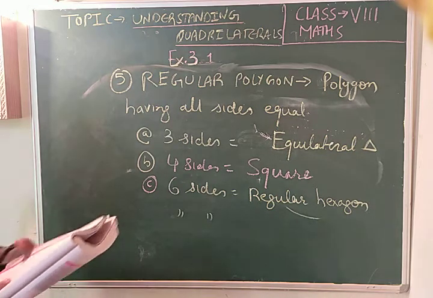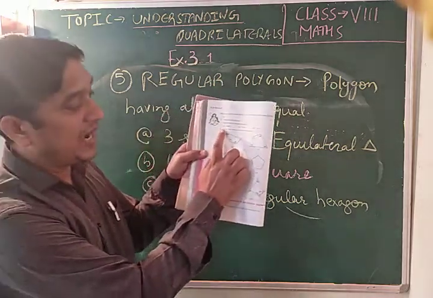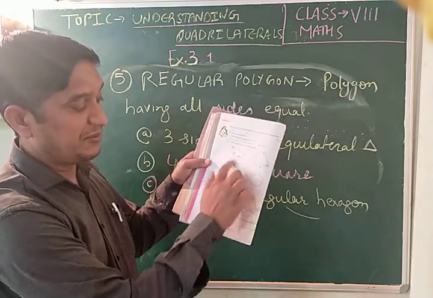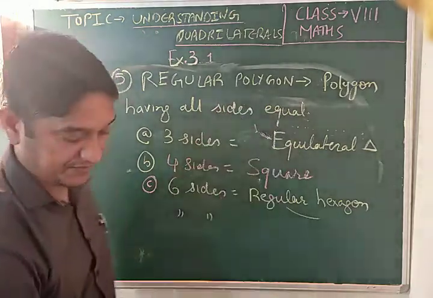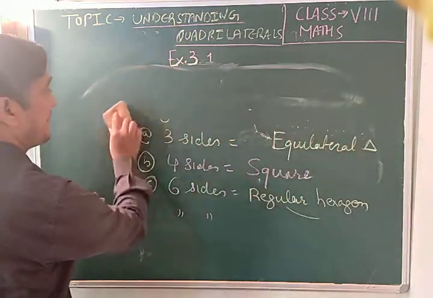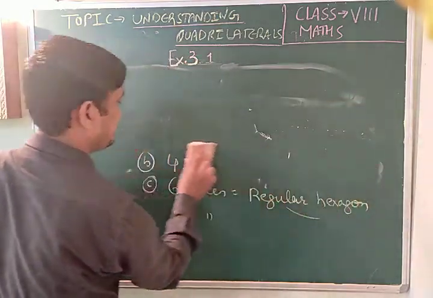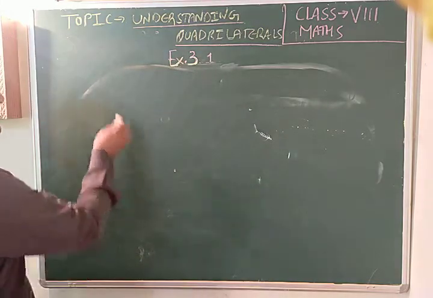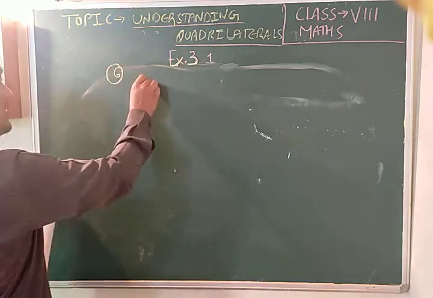Now question number 6. In question number 6 we have to do what? Look, find the measure of x in the following figure. We have to find the value of x. Question number 6, A part.